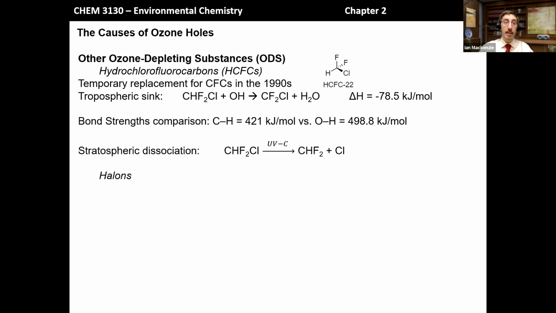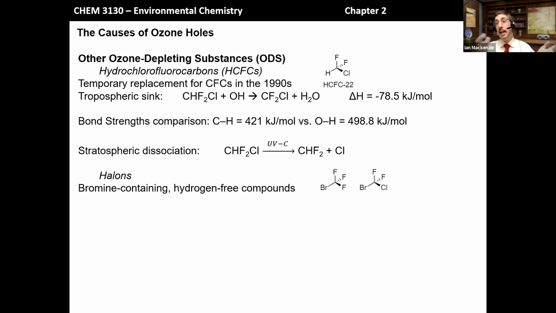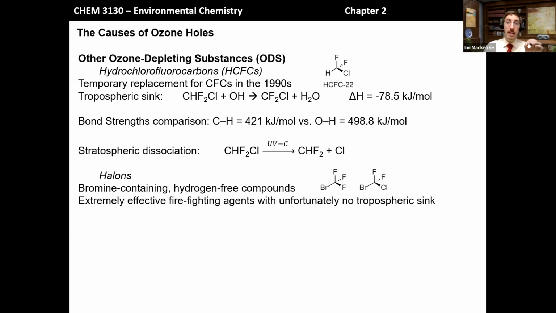Another important class of ozone depleting substances is known as halons. Halons are defined simply as being bromine containing hydrogen-free compounds. So they're essentially CFCs, just where we've replaced one of the fluorine atoms with a bromine. Now they can contain only bromine and fluorine, or they can contain bromine, chlorine, and fluorine. And these compounds are used extensively, or were used extensively, in firefighting. They're very effective firefighting agents that unfortunately don't have any tropospheric sink.